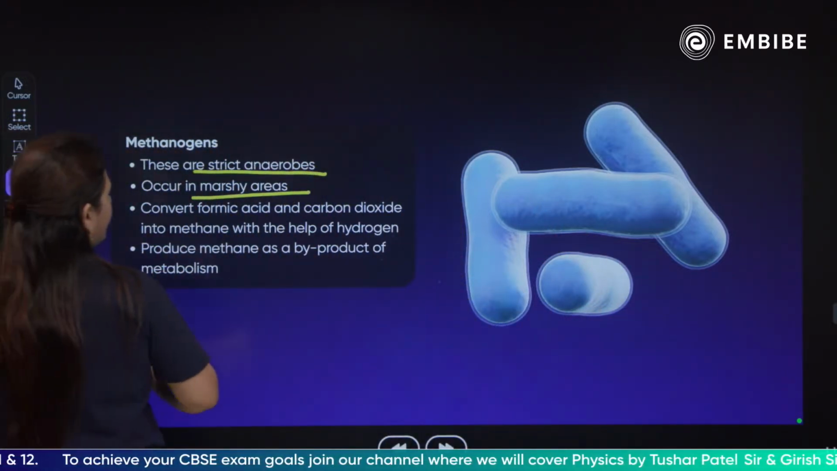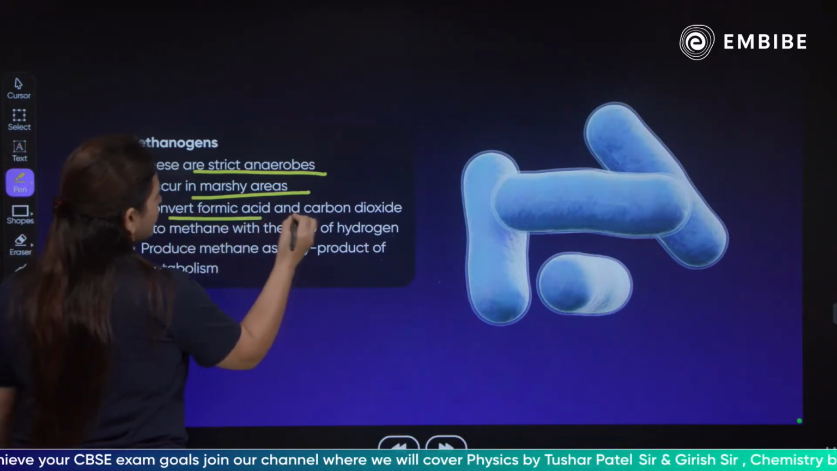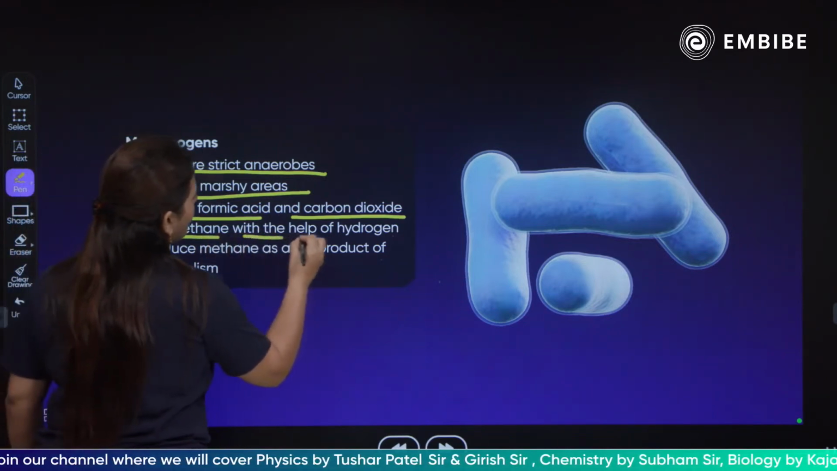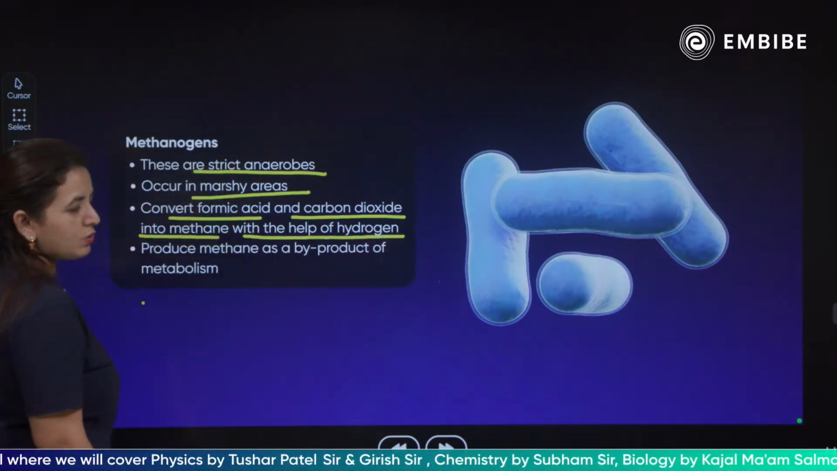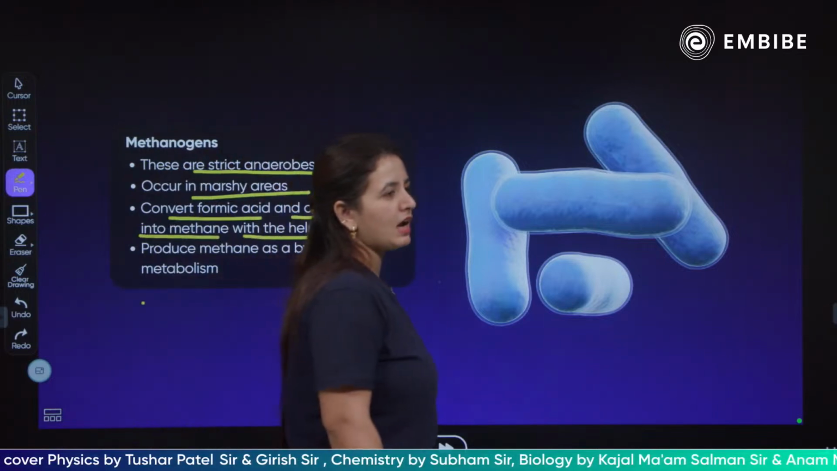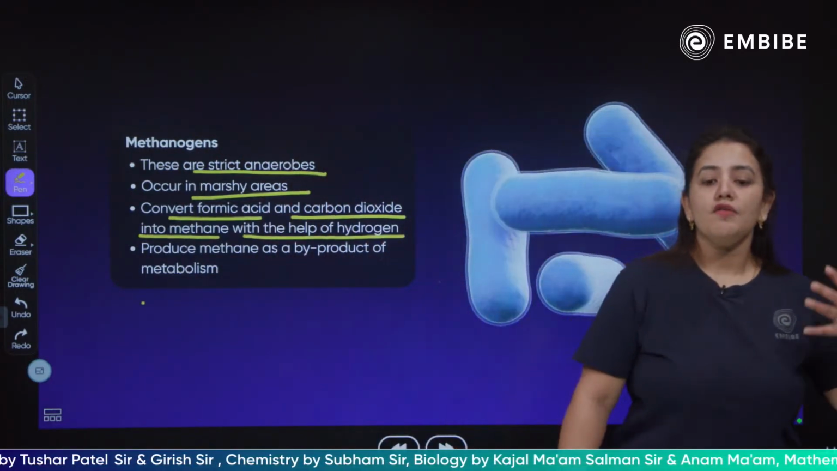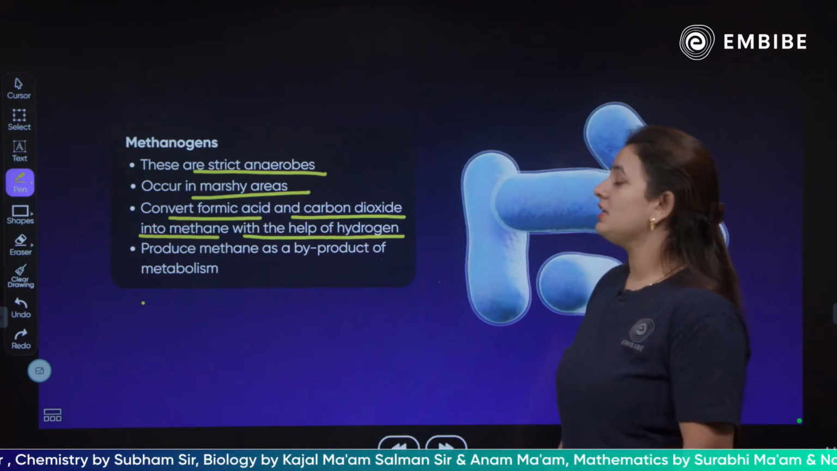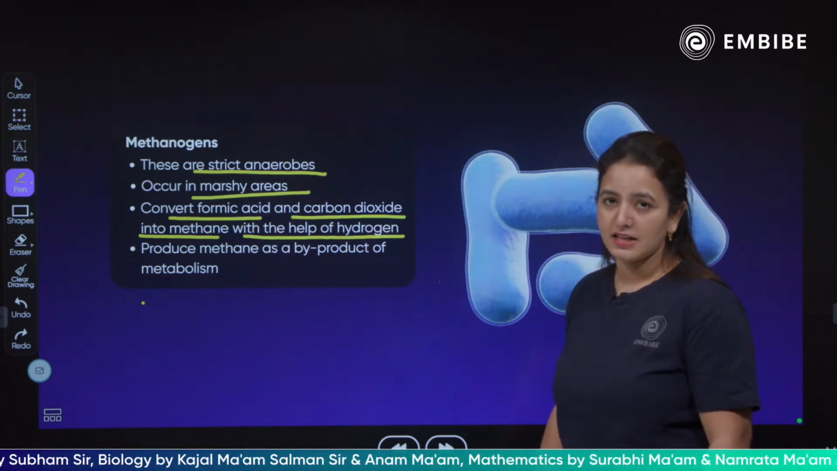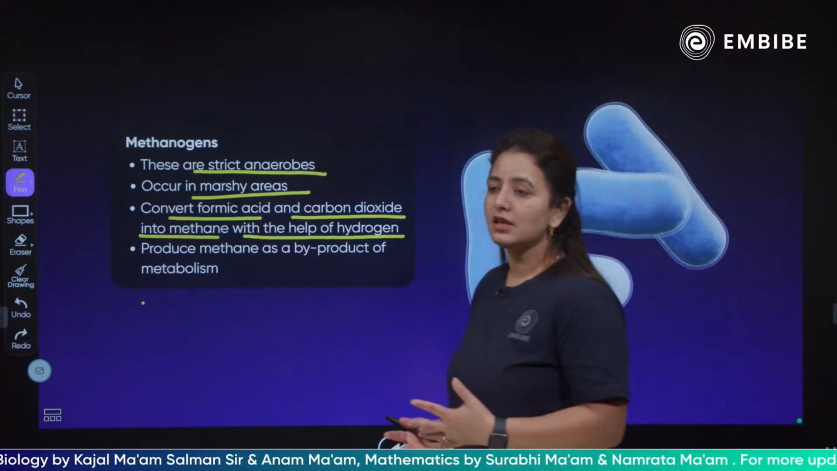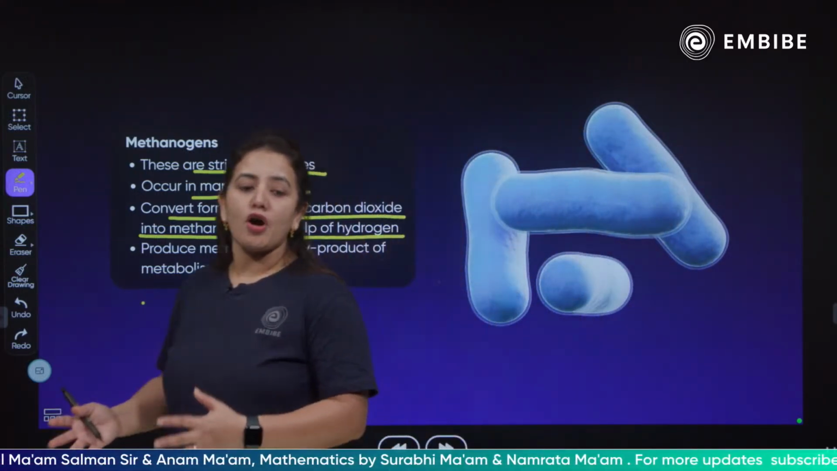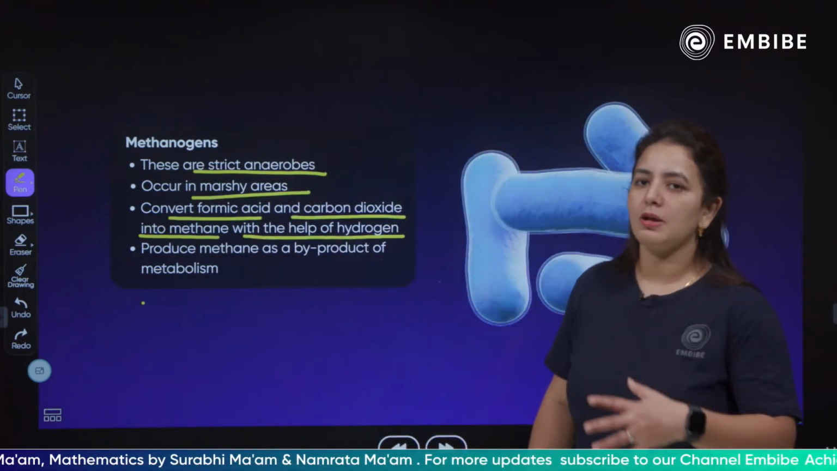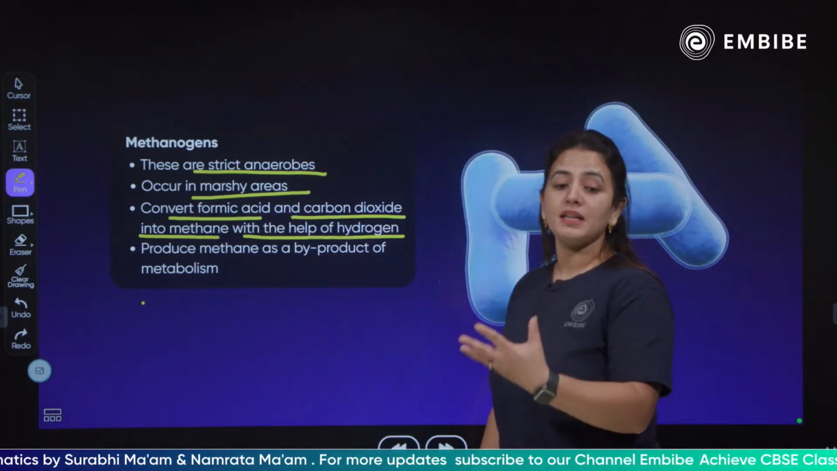What they do is convert formic acid and carbon dioxide into methane with the help of hydrogen. So these Methanogens are converting the formic acid and carbon dioxide into methane gas with the help of hydrogen. They are creating the methane gas.